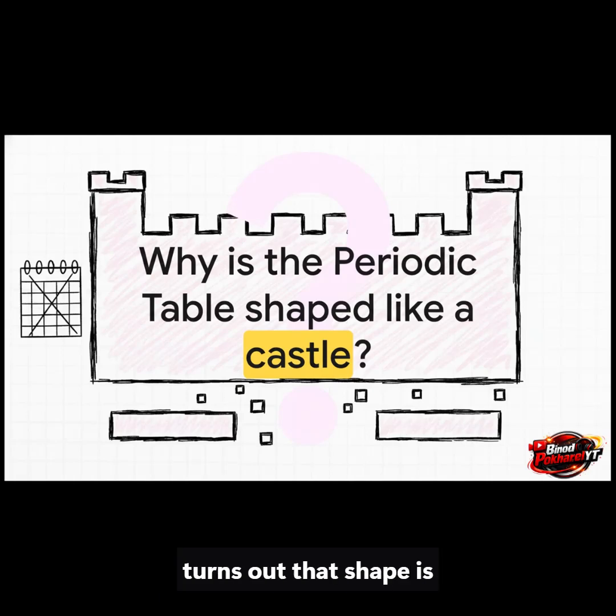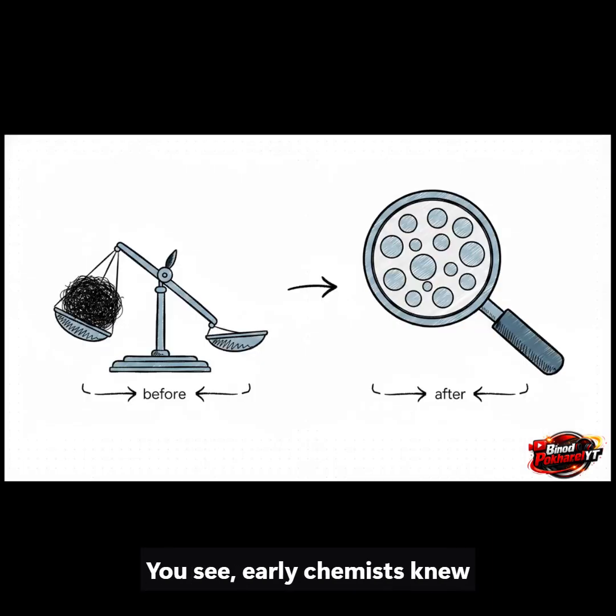Well, it turns out that shape is entirely intentional, and it was born out of a really long history of trial and error. You see, early chemists knew there was a pattern to the elements. Dmitri Mendeleev famously organized his early table by atomic mass, basically just how heavy the atoms were. And honestly, it worked beautifully for the most part, but they kept hitting these annoying little glitches.